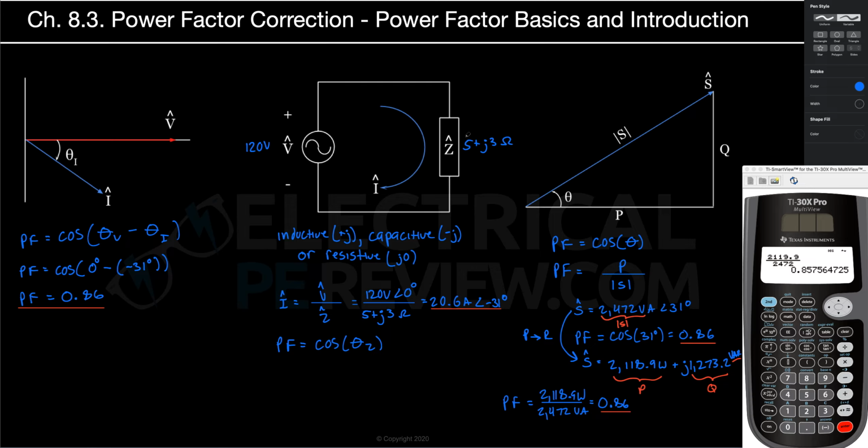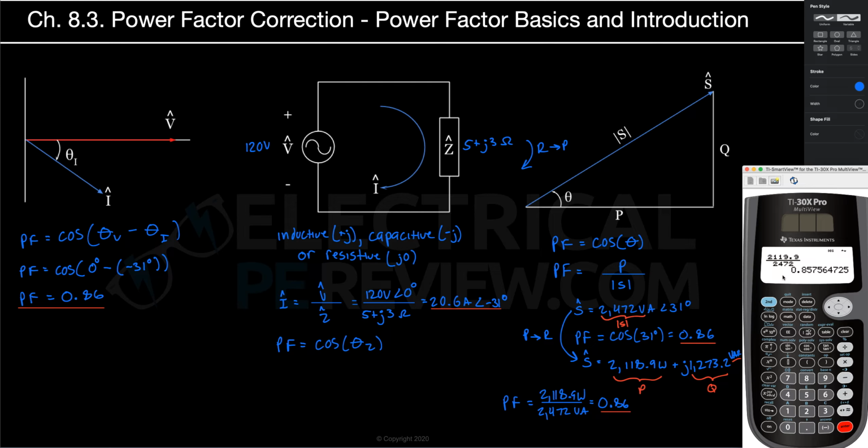So not just the load, but if we have any line impedance or anything like that, we have to sum it all up, find our total equivalent impedance, and then take the cosine of that angle. All right, how do we find theta z? Well, we know complex Z in rectangular form, so let's convert it from rectangular to polar using our calculator.